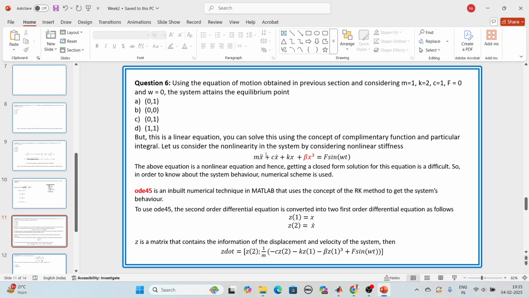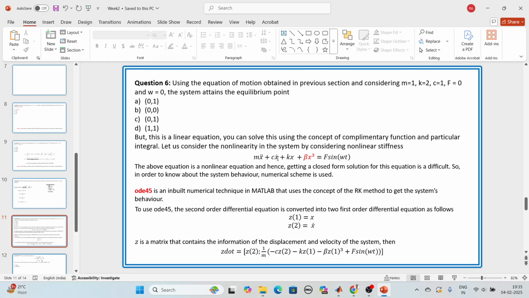Okay, so that I can feed in the input to the ODE45 and it is going to give me the output. So what will I do? I will change my, now this is a second order differential equation, Mx double dot. Now what will I do? I'll just convert my second order differential equation into two first order differential equations.